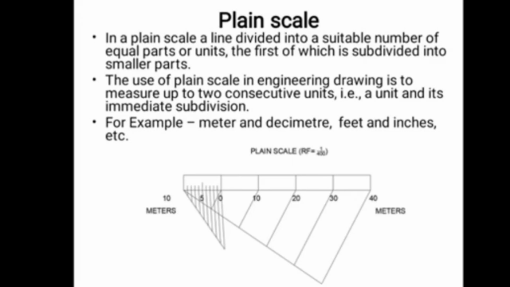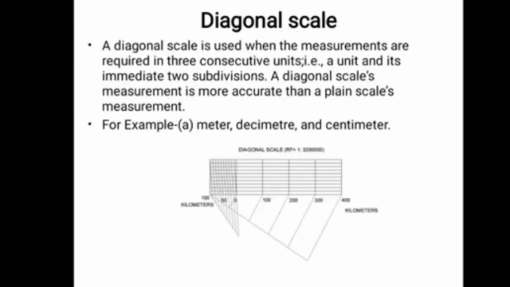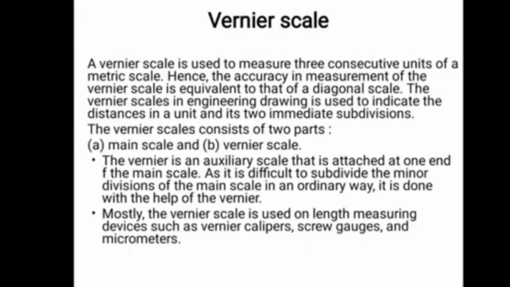The plane scale is basically used to find two consecutive units, for example meter and decimeter, or feet and inches. In those cases the plane scale is suitable, where we require only two consecutive units to be measured, with the immediate subdivision. The diagonal scale is of a somewhat higher standard compared to the plane scale. Here we can go for three consecutive units: meter, decimeter and centimeter. The diagonal scale gives more precision compared to the plane scale.